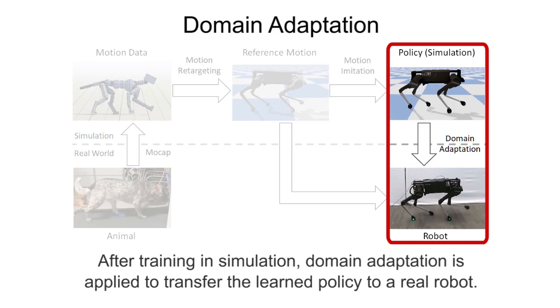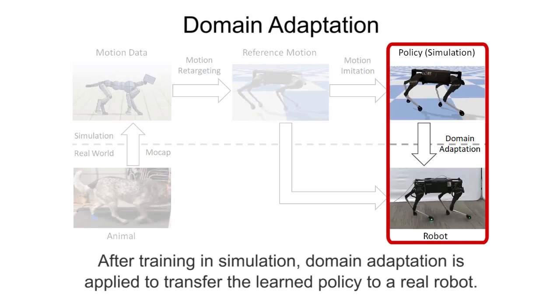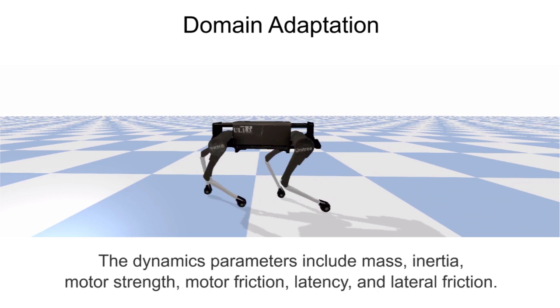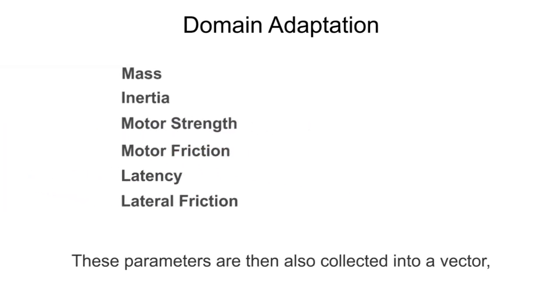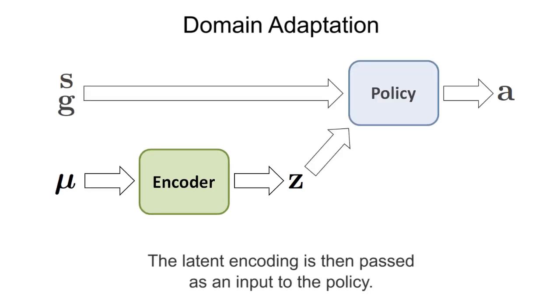After training in simulation, domain adaptation is applied to transfer the learned policy to a real robot. To facilitate transfer to the real world, we randomize the dynamics of the simulation during training. The dynamics parameters include mass, inertia, motor strength, motor friction, latency, and lateral friction. These parameters are then also collected into a vector and encoded into a latent dynamics representation. The latent encoding is then passed as an input to the policy.